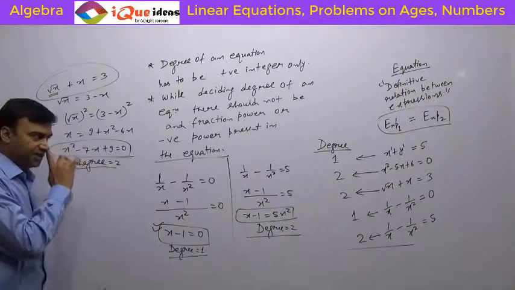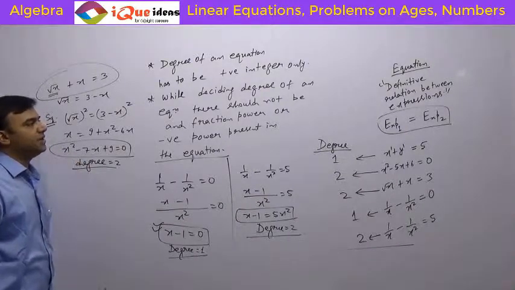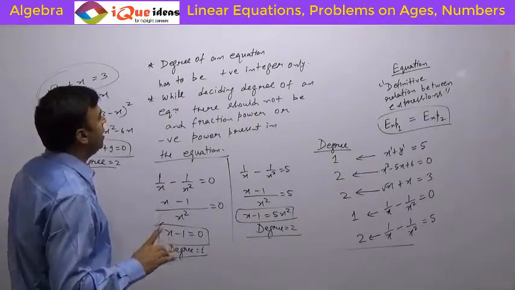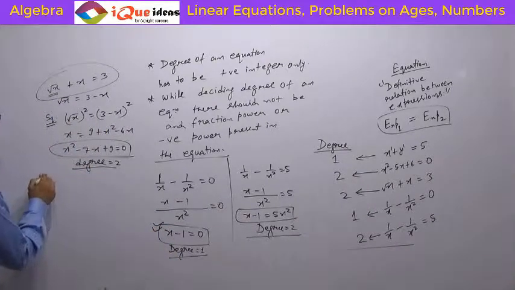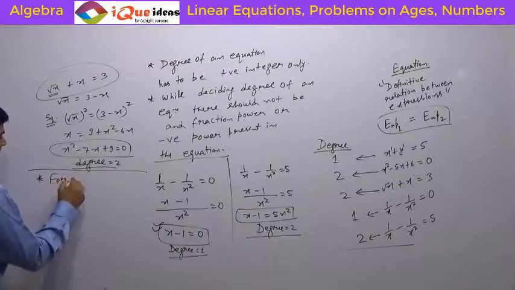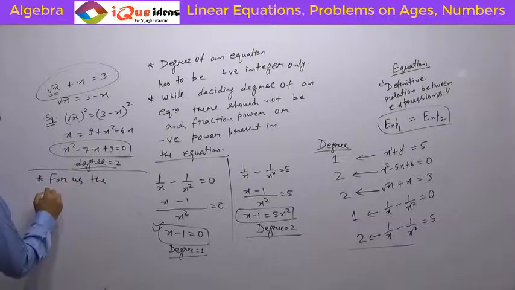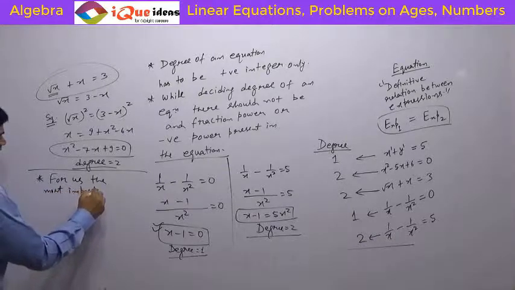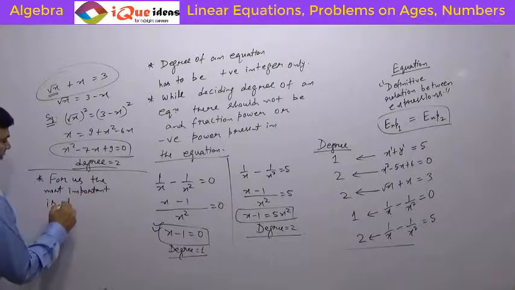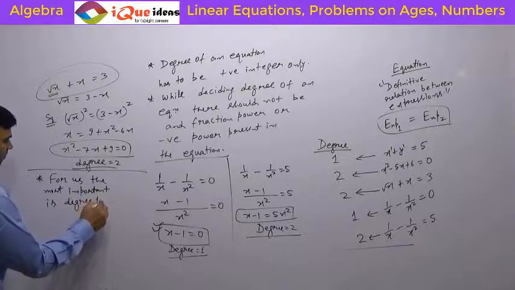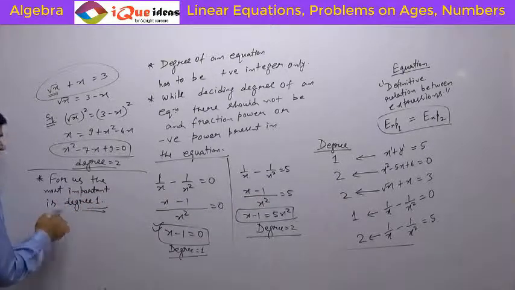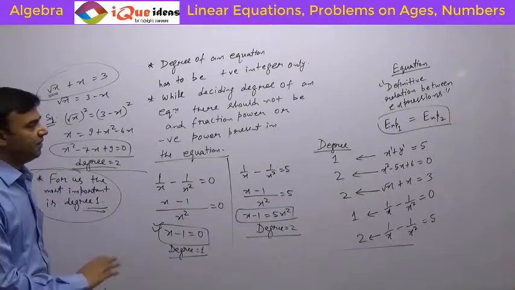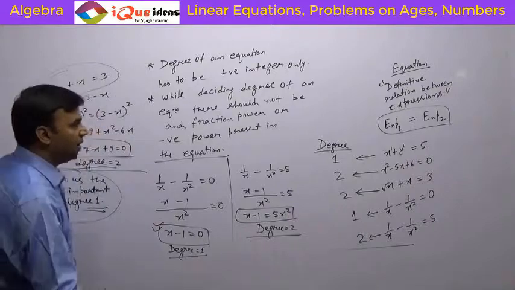Alright, so this is what we understand from degree and basic representation of equation. Remember, in our cases, we will deal with only degree 1 and degree 2. For us, the most important is degree 1. Degree 2 is just a little bit important, so that is not something to worry about. Higher degree, we will not be asked any questions on that. Okay, now let's go ahead.